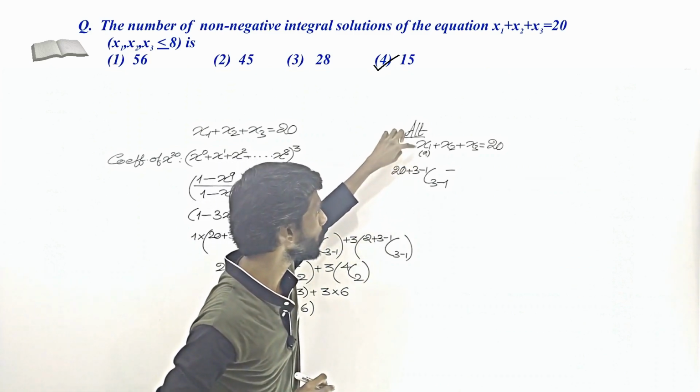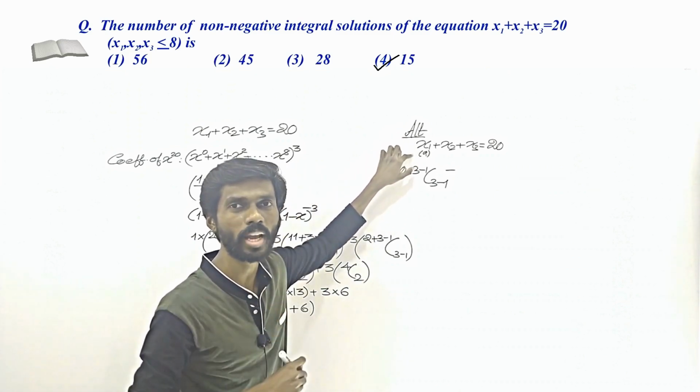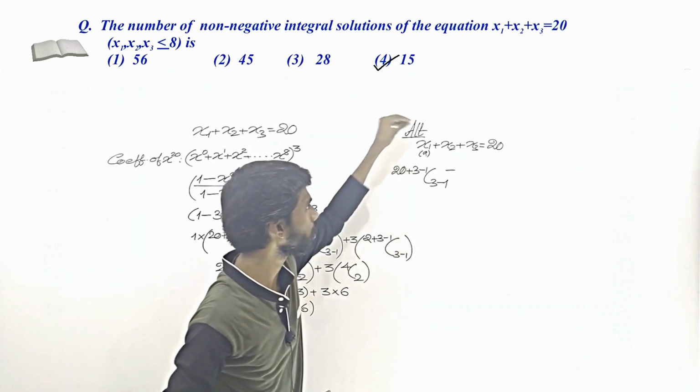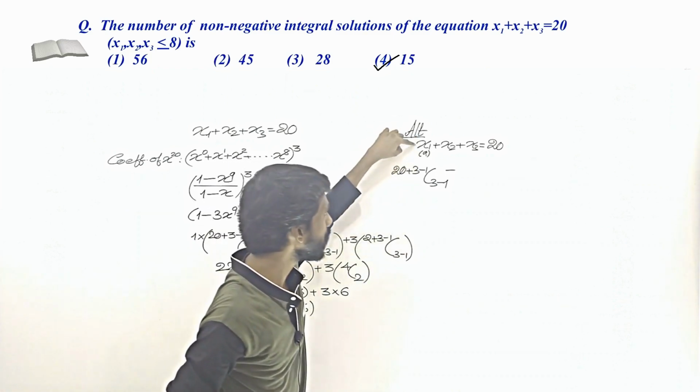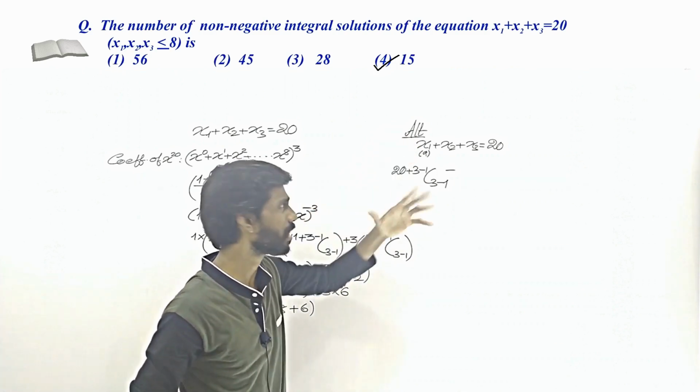I'm assigning x1 the minimum value 9, over which if you put more values, it will exceed 9 also. If you put 0, that will still remain 9, which is more than 8. So the minimum value of x1 is taken to be 9.